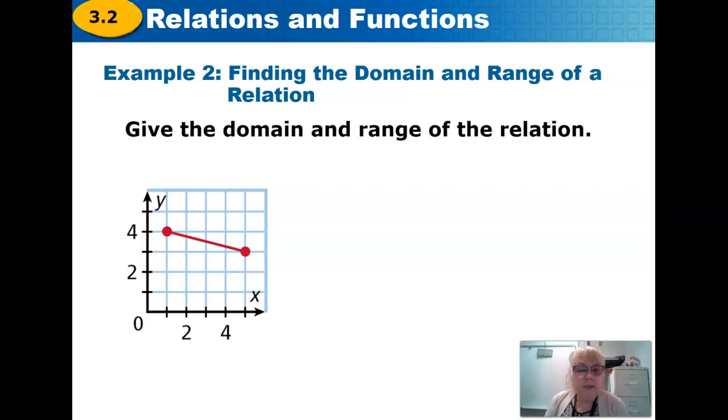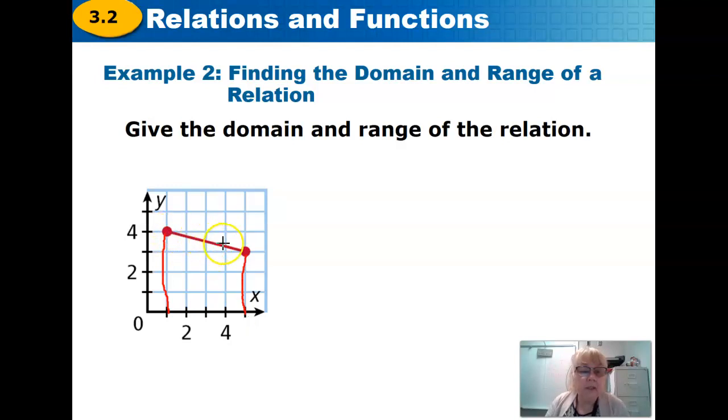So now we need to find the domain and range of the relation. So what we're going to do here is we're going to go from the endpoint down and see where our x value is. And then from this endpoint, go down and see where our x value is. So this corresponds to 1. This corresponds to 5. So our domain is from 1 to 5.